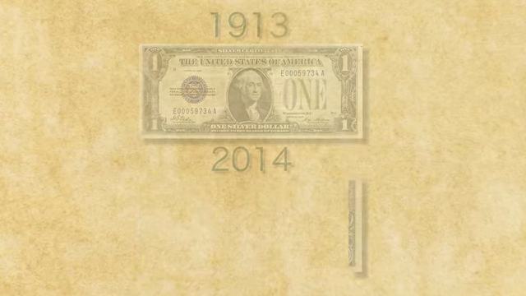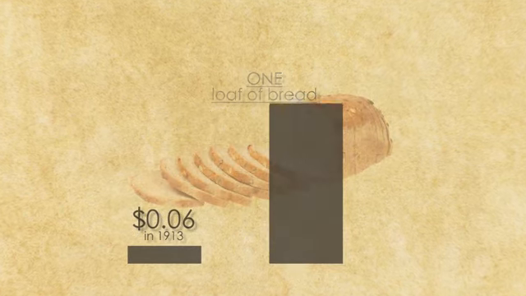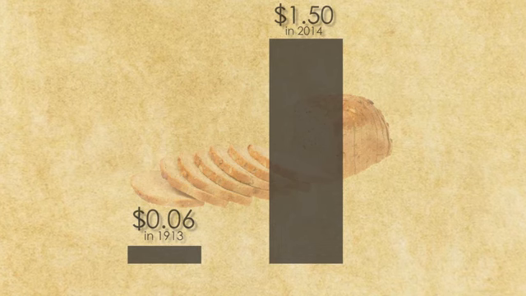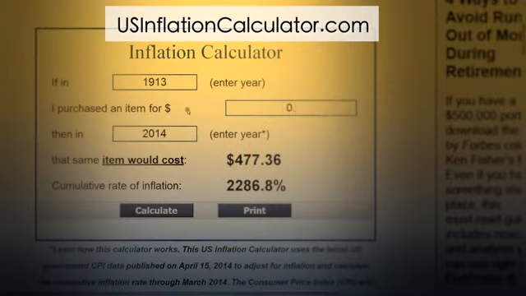The cost for a loaf of bread has gone up 24 times, from 6 cents 100 years ago to $1.50 today. Imagine how much better off Americans would be if prices were not increasing so rapidly. If for decades, citizens could have saved wealth under their mattress.